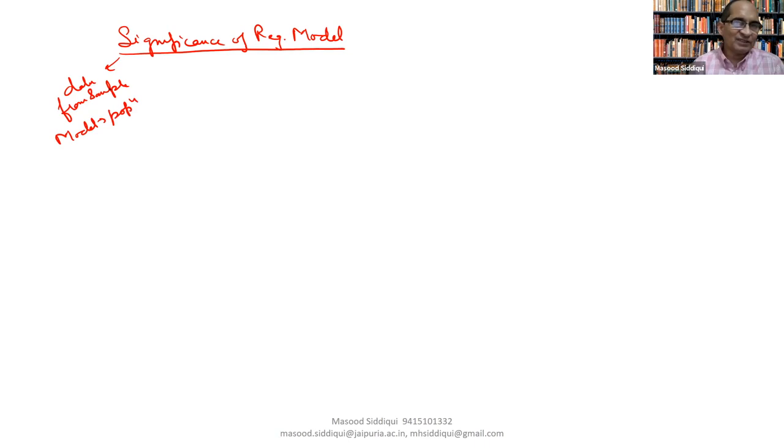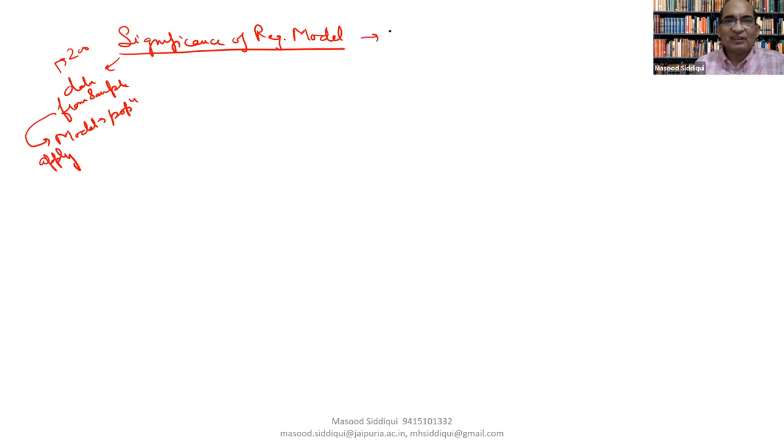We have data from a sample of size 200. We have analyzed this data and estimated this model from the sample values. And we want to apply this model for decision making for the entire population. So we check whether the results that are obtained from the sample are significant in the population or not.